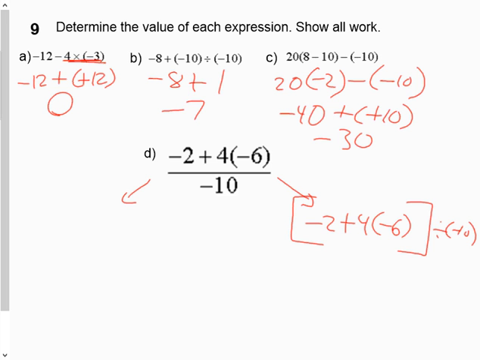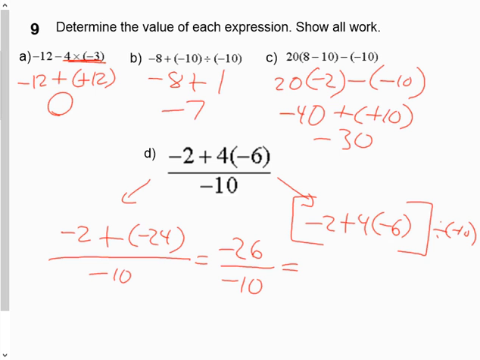So this is going to become negative 2 plus negative 24 divided by negative 10. This is going to become negative 26 divided by negative 10. And finally, 26 divided by 10, I move my decimal. I get 2.6. And since it's same signs, it's a positive 2.6. And my answer is positive 2.6.